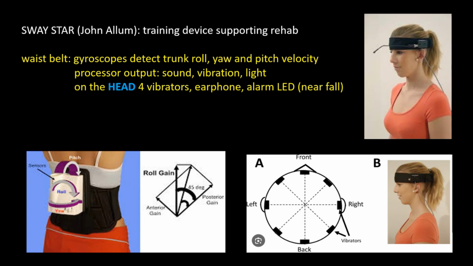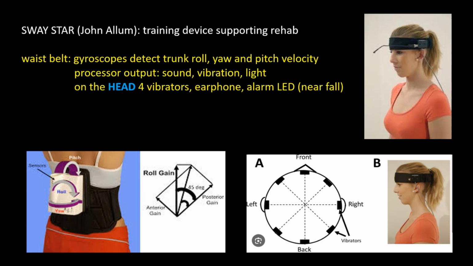So he made a step forward, and that was the Sway Star, a very ingenious piece of equipment that you wear. It's quite a bulky thing on your back, incorporating a lot of intelligence, providing vibrotactile stimulation to the head or tactors, spinning to the right and to the left, forward, backwards. A small light warns you that you are at risk to fall, and also auditory information. So all kinds of sensory inputs to your brain to help to control posture.